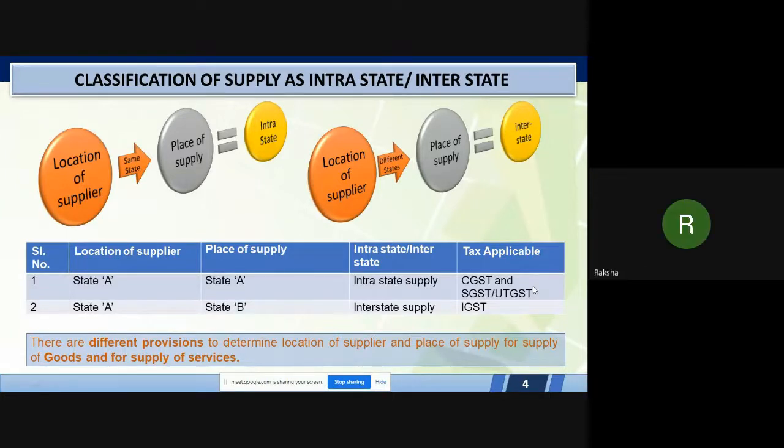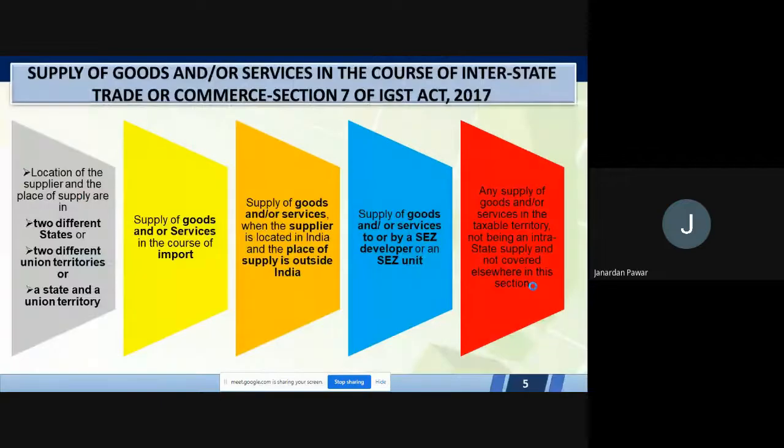Yes, sir. Okay. Now, we are going to talk about supply of goods and or services in the course of interstate trade or commerce, section 7 of the IGST Act 2017. According to section 7 of the IGST Act 2017, we are going to understand this supply of goods and or services in the course of interstate trade or commerce.